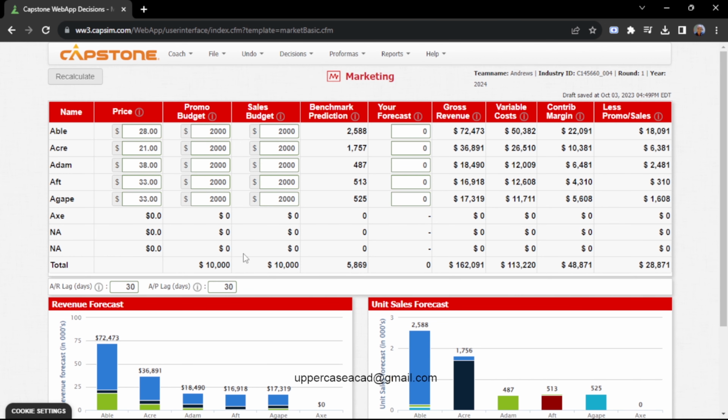The next one is my pricing. I'll not change my price for the Able product. I'll leave it at 28. Also for Eka, I'll not change it. Again, I'll not change my pricing for Adam. Then for Aft, I'll give it 4.5. And for AGAP, I'll give it 34.50.